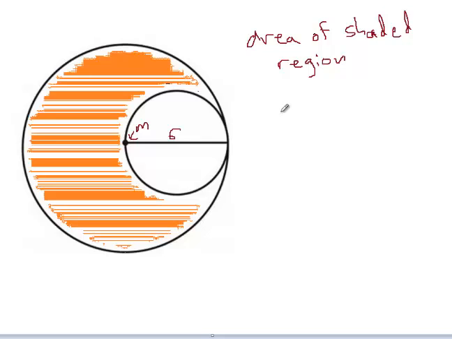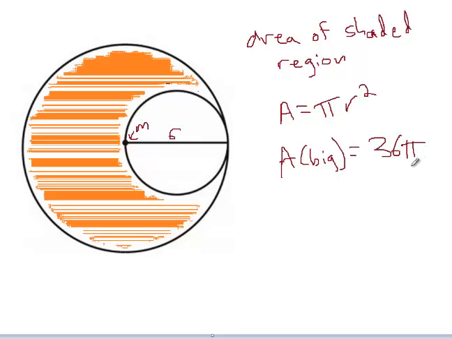Alright, let's try the area of the big circle. The area of a circle is always pi times the radius squared. Now the radius of the big circle is 6, because it tells you that's the midpoint. And 6 squared is 36. So the area of the big circle is 6 times 6, which is 36 times pi. Now we could multiply it out, estimate it with 3.14, but you don't have to do that. You can leave it in terms of pi.